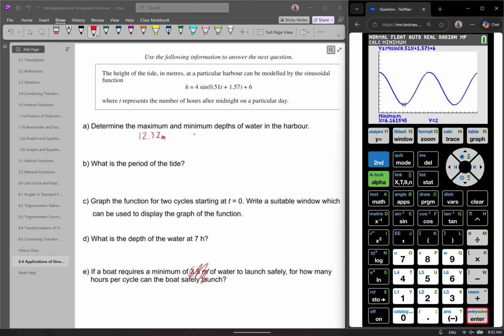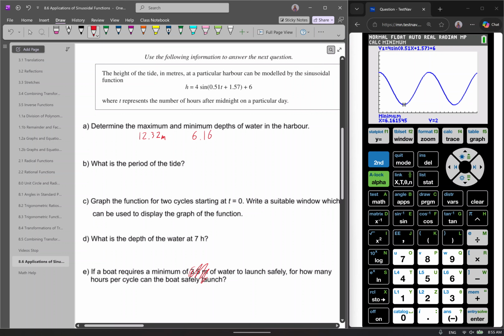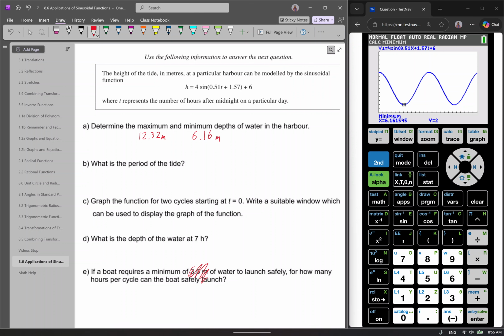Okay, and we find 6.16 meters, which means that this question doesn't make any sense, and we'll maybe change it to 7.5, just so we have a number that makes sense in this question. Okay, what is the period of the tide?